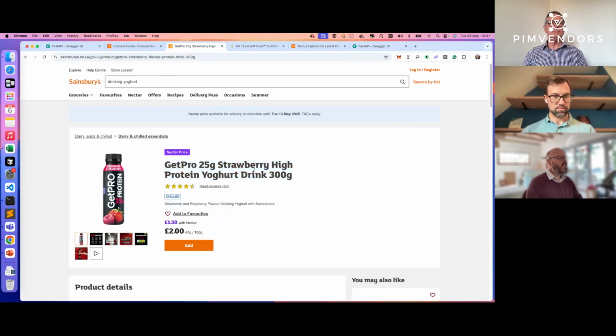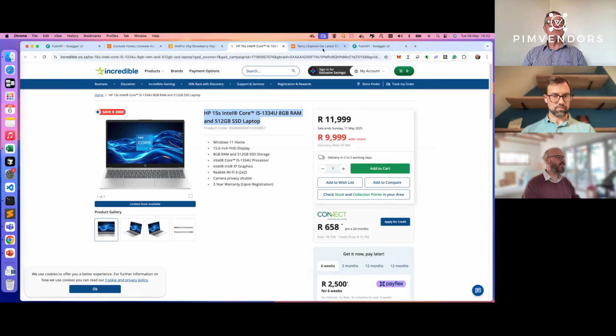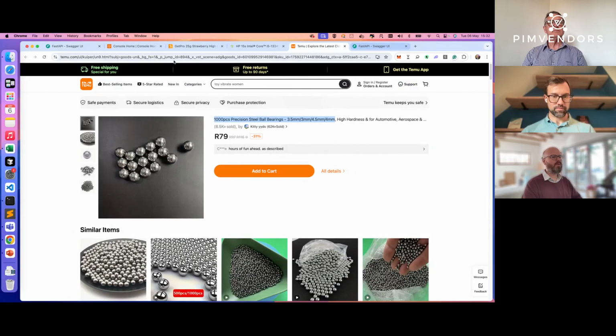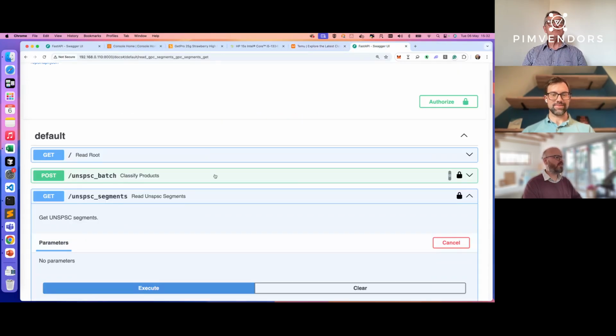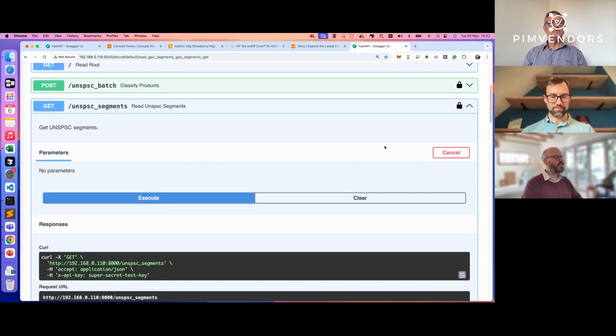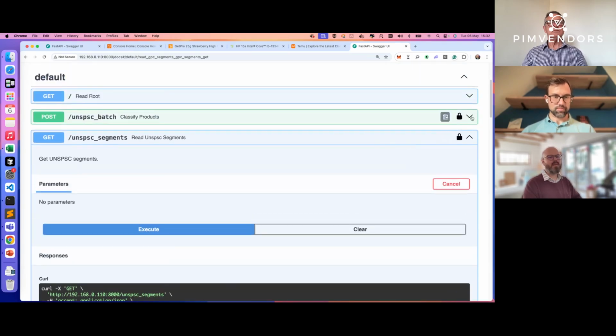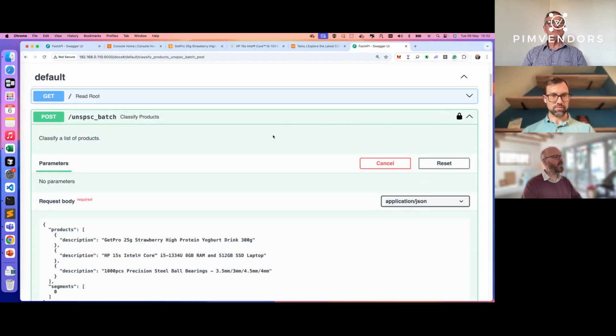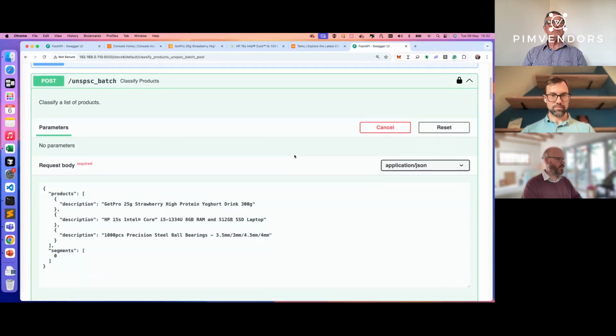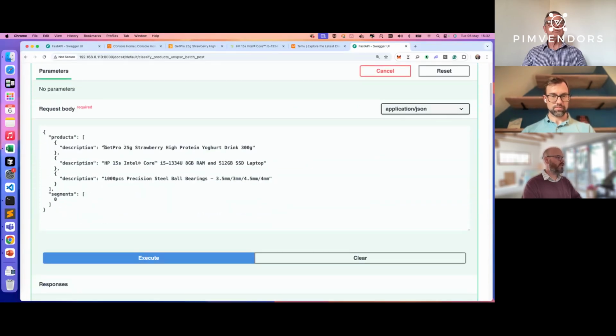I think we looked at this one last time, and we updated the algorithm a little bit after this. Last time it just classified it as yogurt, but this is actually a yogurt drink. I just took a laptop and then some ball bearings, and that's what I sent in. And I did that for both UNSPSC and GS1.